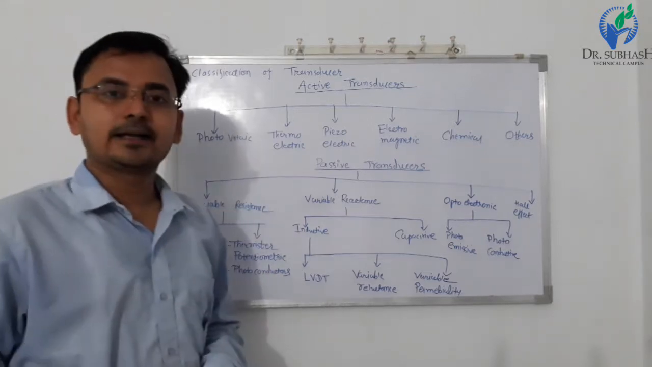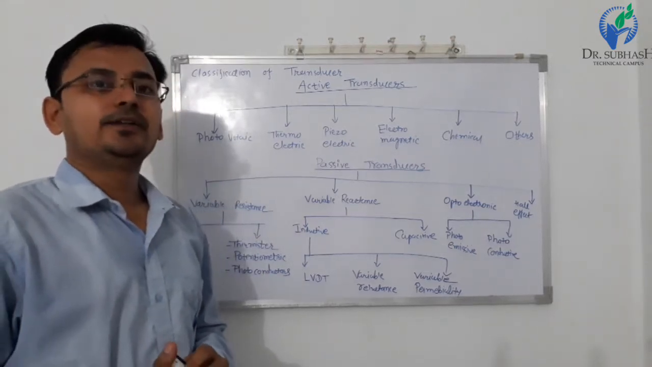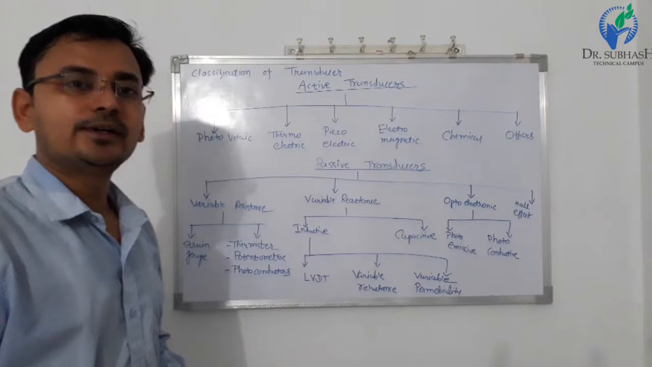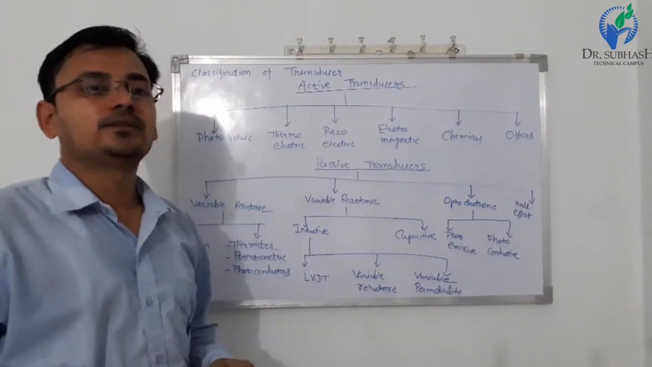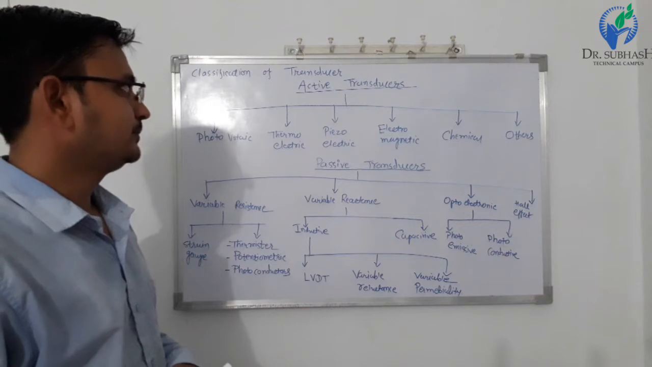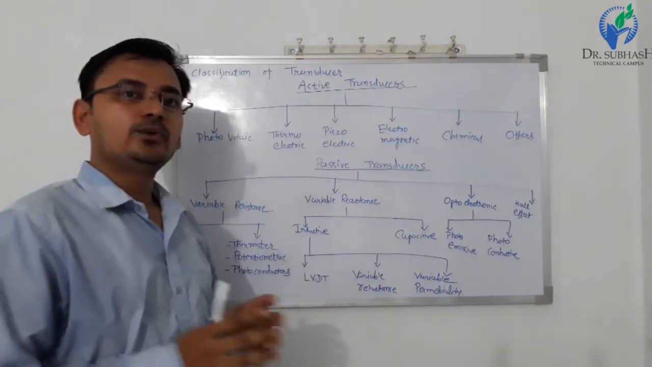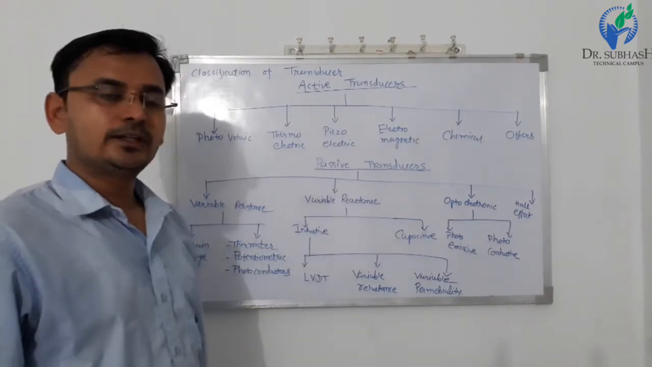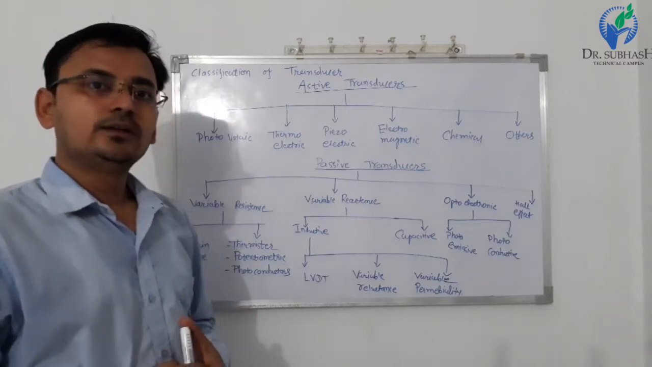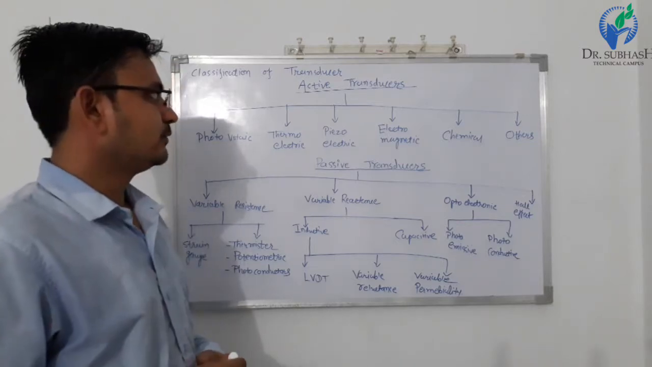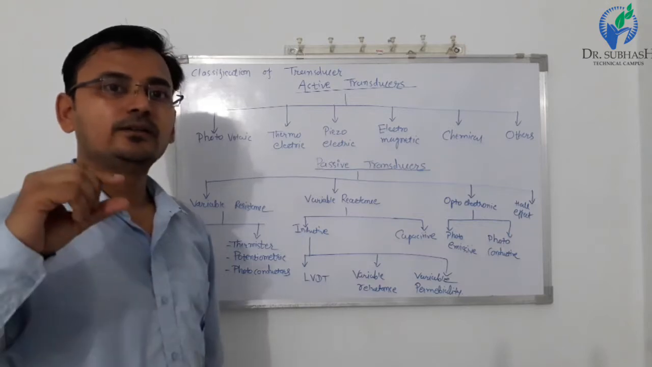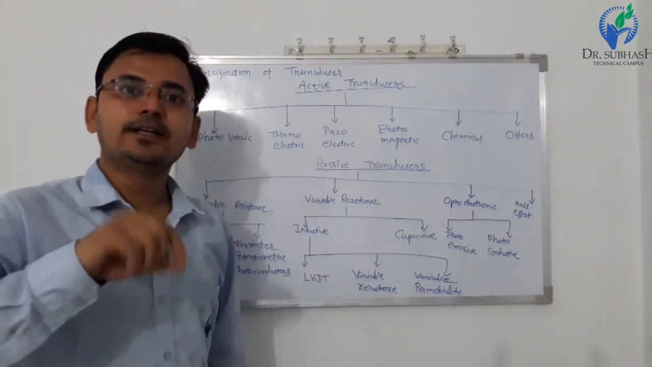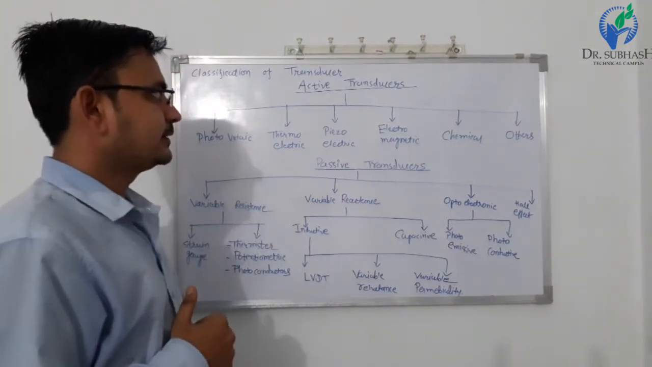Then the thermoelectric type transducer. It means, for example, a thermocouple. A thermocouple is one transducer for measurement of temperature. So this is the thermoelectric type transducer, which converts temperature into an electrical signal. Then the piezoelectric transducer. It is also an active transducer. A piezoelectric transducer works on the principle that when displacement or pressure is given to the piezoelectric crystal, it will convert it into an electrical signal.